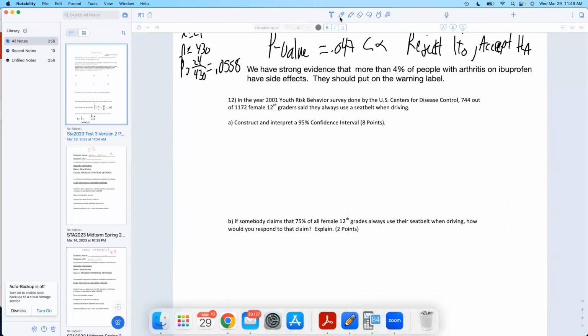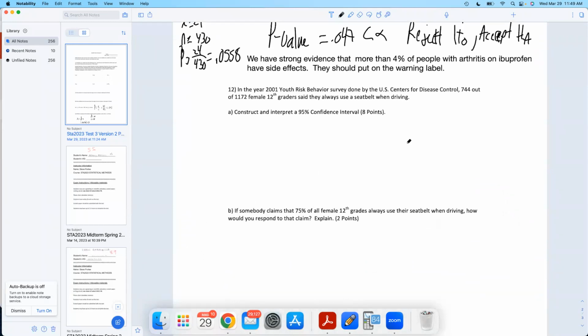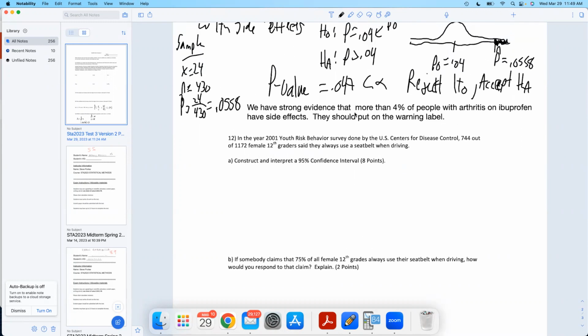Okay, let's look at this one. So pause, read the question, figure out what kind of problem we're doing. Is this a confidence interval or a hypothesis test? It's an interval, and I know that literally says right there, confidence interval. Okay, now how many groups do we have? Am I comparing two groups, or how many samples did I do? Don't just count the numbers.